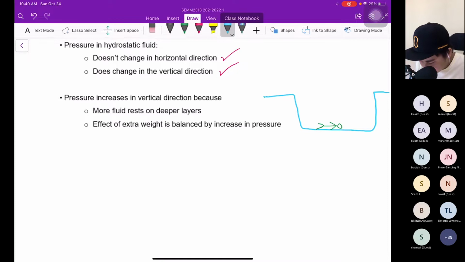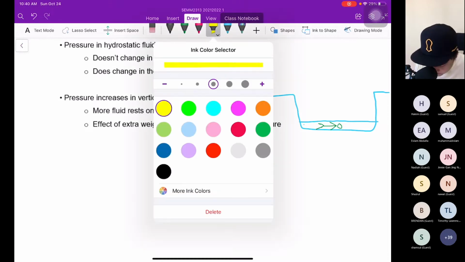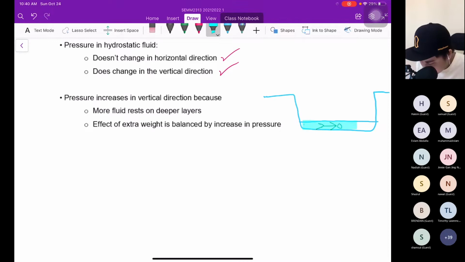First layer. Okay, you try to fill this with water. What do you think of the pressure? Is it light pressure or heavy pressure? Light pressure. Okay, and then we increase the pressure until this level.